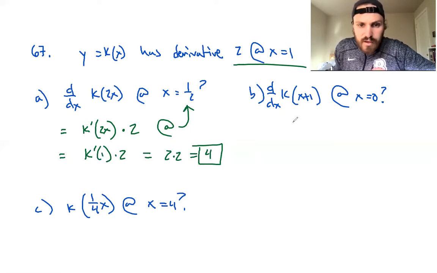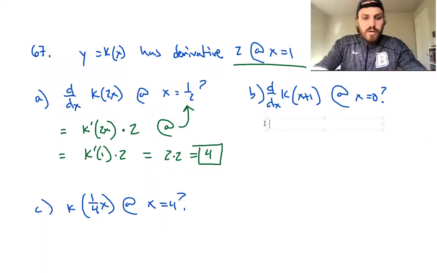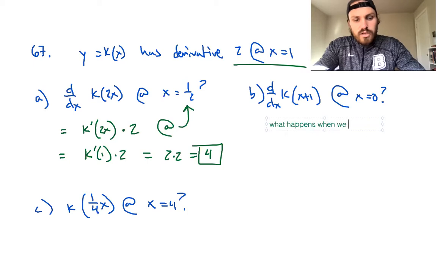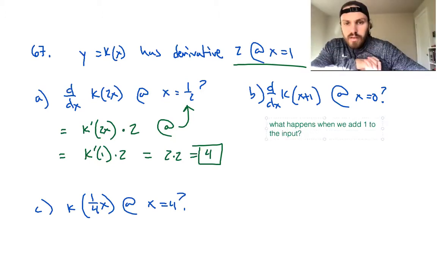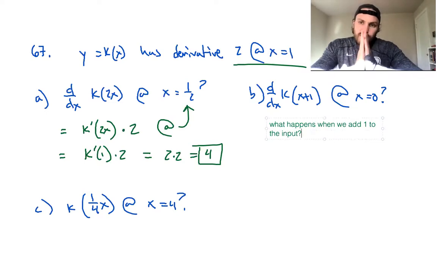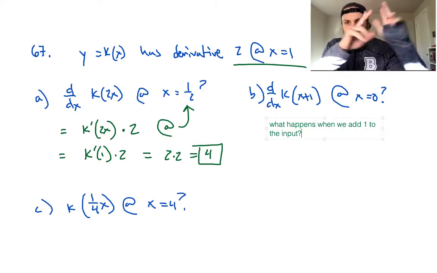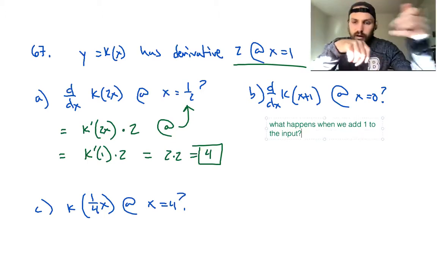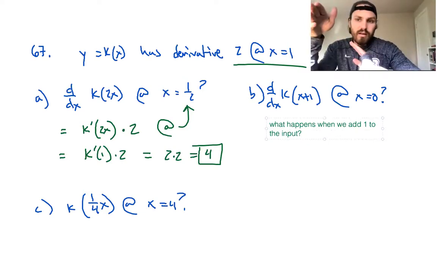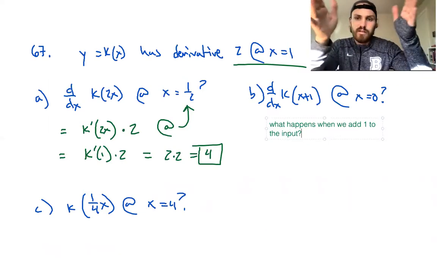Now for b, it's a similar thing. So we're going to take the derivative of k of x plus 1 at x equals 0. Now I want you to think about this a little bit, because this is kind of interesting. And ask yourself this question. What happens when we shift the graph, or when we add 1 to the input? And the answer is, when you add 1 to the input, it shifts the graph to the left 1. Right? Because now, in order for the function to read you plugging in 1, you need to plug in 0. And in order for the function to think that you're plugging in 10, you have to plug in 9. And so it shifts everything to the left.